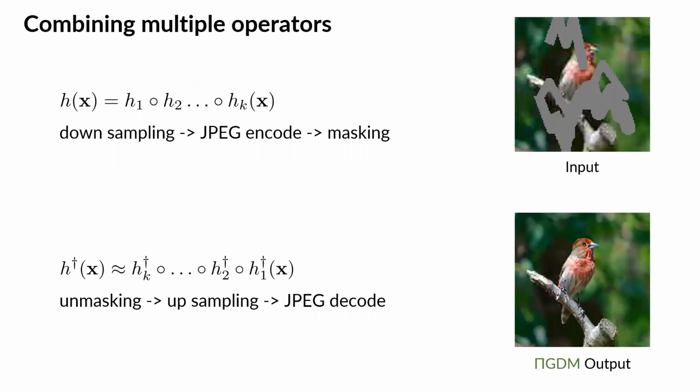And finally, let me just give one slide showing another type of application where we combine multiple inputs. So we can treat these multiple operators as a composition of simpler operators. So you have H1 up to HK, and for example, here we have downsampling plus JPEG encode plus masking, and we can just approximate the pseudo-inverse by this. So we just go in the opposite direction and apply the pseudo-inverse operations one by one. Even though this is not exact for all linear operations, we actually found that it works quite well empirically.